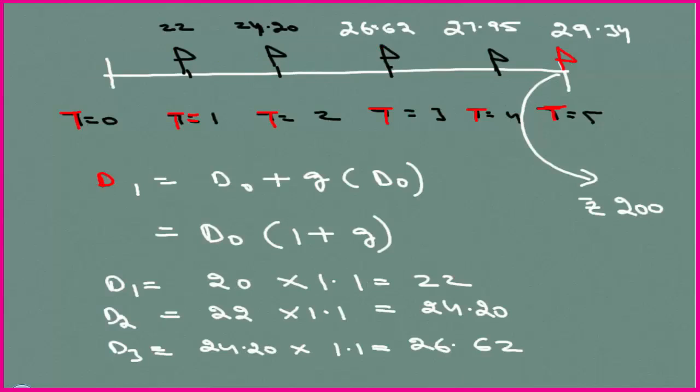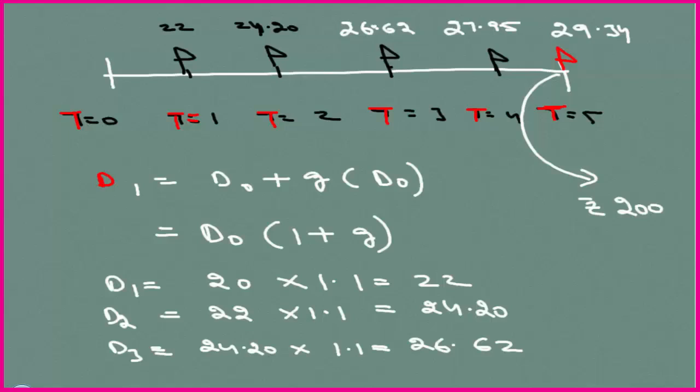But the point is, firstly, I have to calculate D1, D2, D3, D4, D5. This is the main point in this example, that I am not given the future cash flows in relation to dividend. That is to be calculated, but I am given the growth rates. So D1 is equal to D0 plus growth rate of D0. D2 is equal to D1 plus growth rate of D1. D3 is equal to D2 plus growth rate of D2. D4 is equal to D3 plus growth rate of D3.